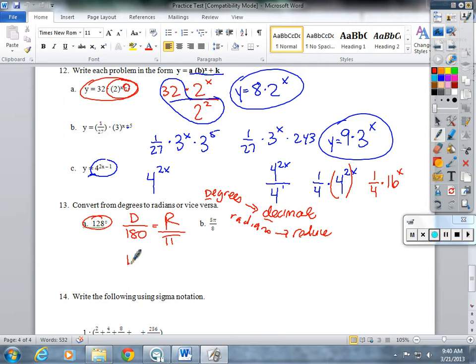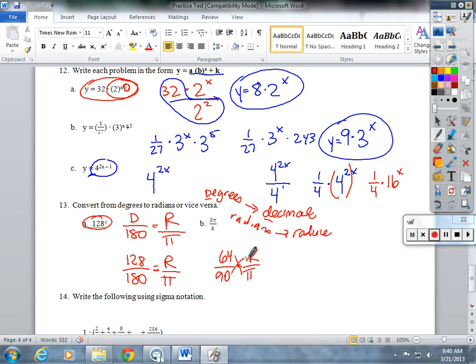We have degrees. So we're going to plug in 128 over 180 equals r over pi. Now, if you can simplify right away, I'm okay with that. 128 and 180, you can reduce those by 2 for sure, which would give you 64 and 90. So 64 over 90 equals r over pi. And that might make your work a little easier.